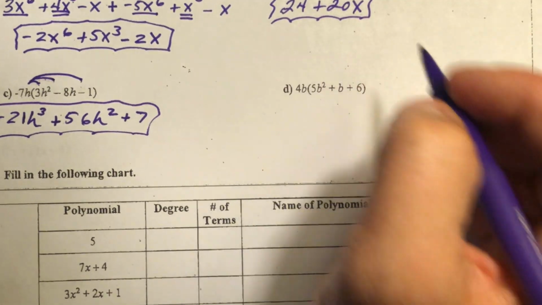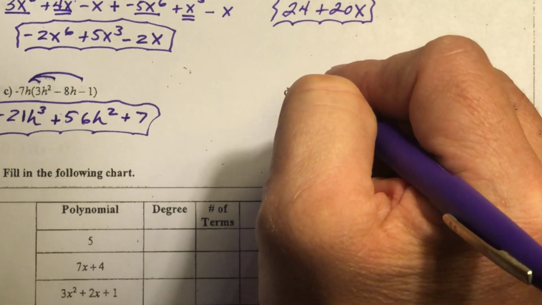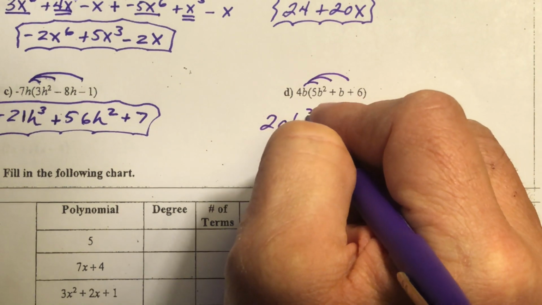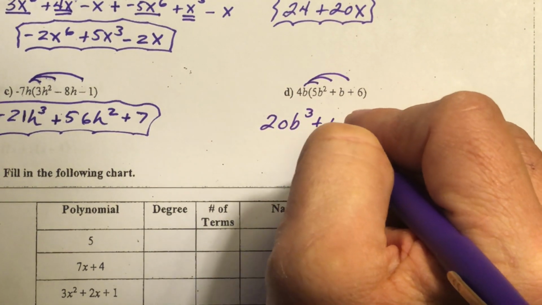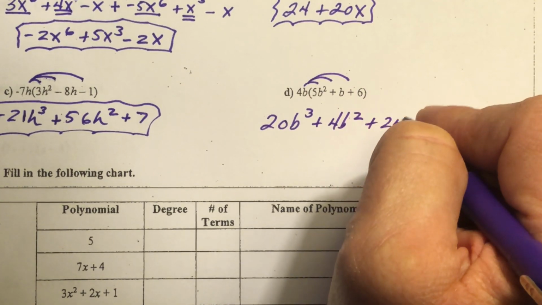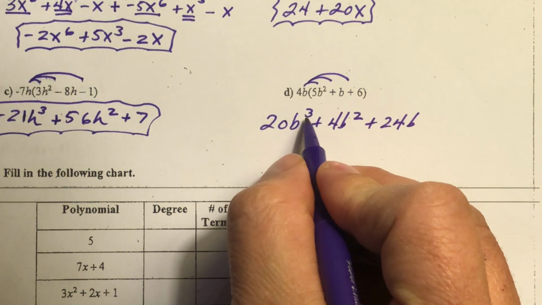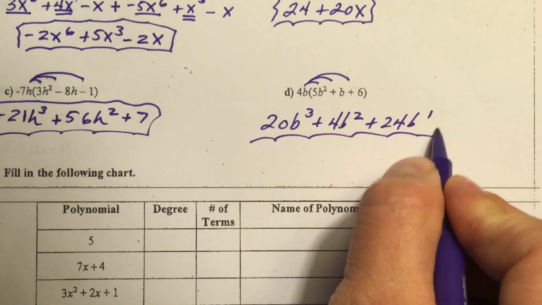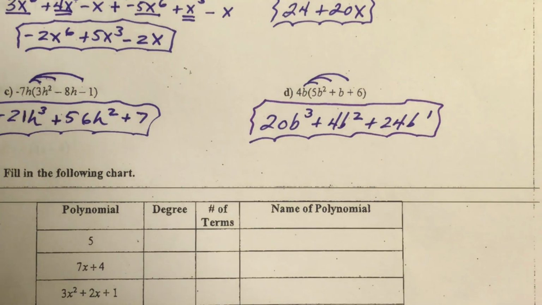And then the last one here, we're going to distribute. I got 20b cubed plus 4b squared plus 24b. Now, none of these have the same exponent, so I'm going to leave that as my simplified expression.